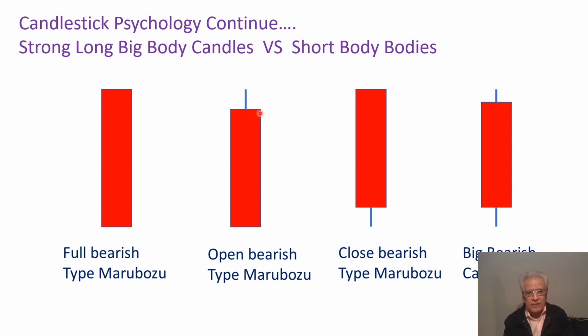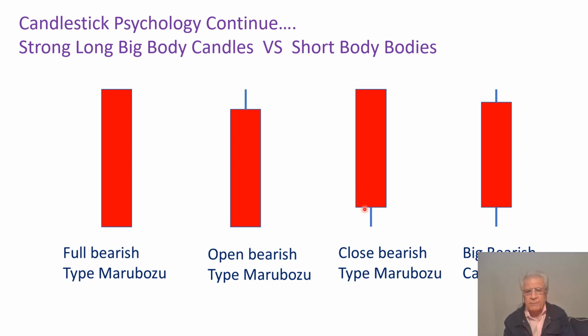The price opens here, and because of a few buyers in the market, they push the price up till here, and then the sellers, the bearish power is strong, and push the price down past the open price, and it comes all the way and closes right here. So that is again a big bearish power, but a bit weaker than the full Marubozo.